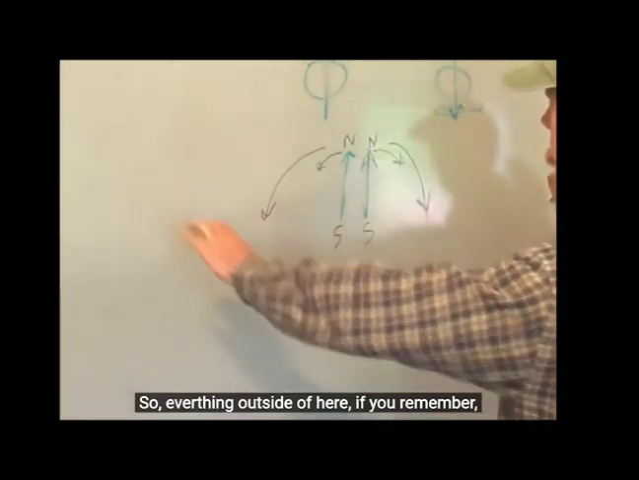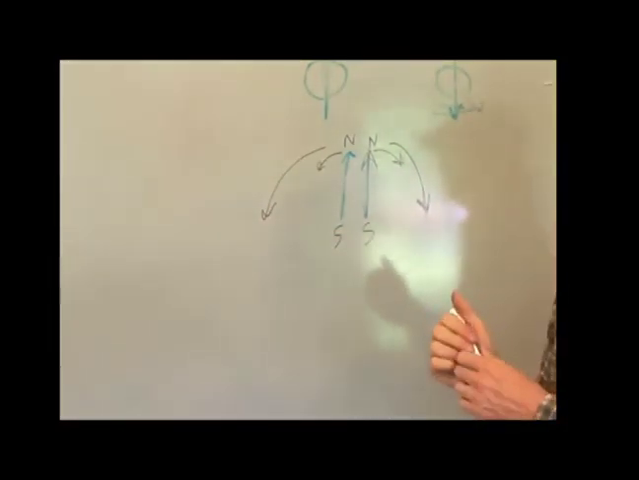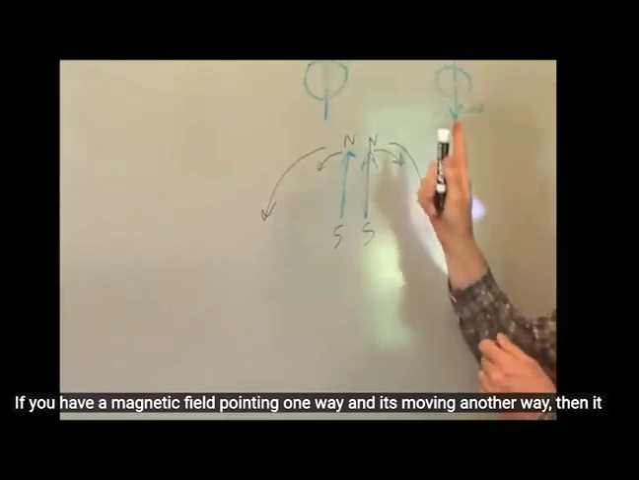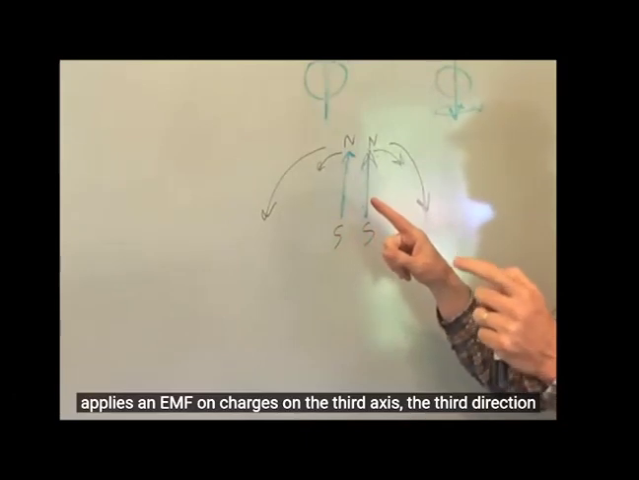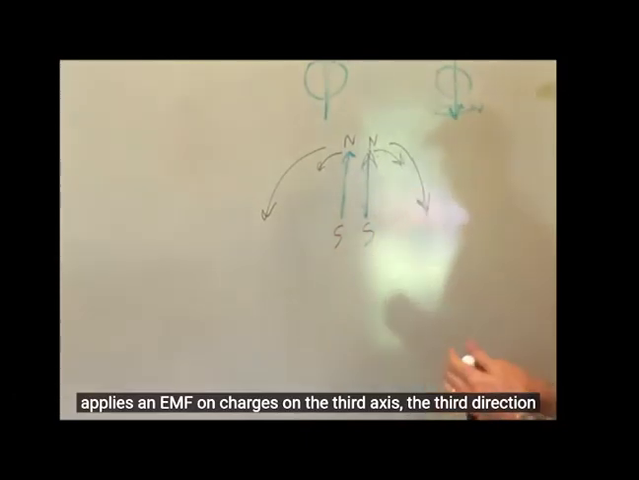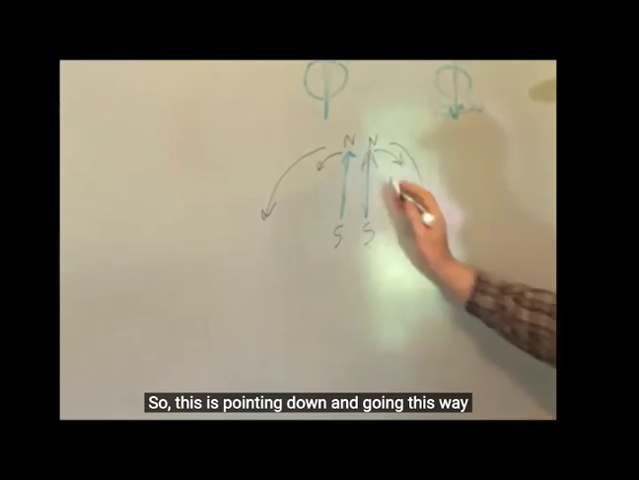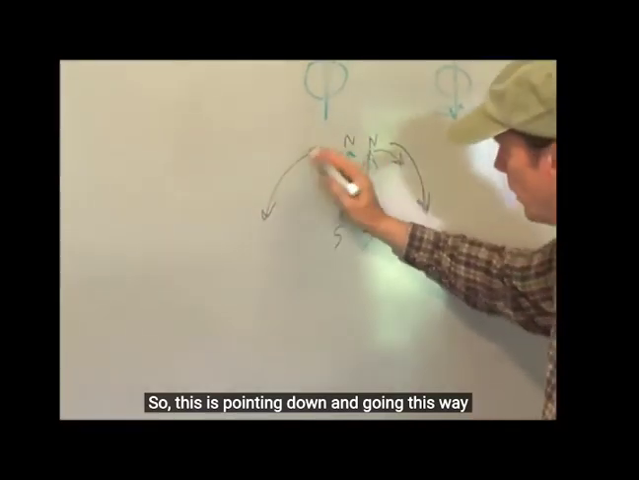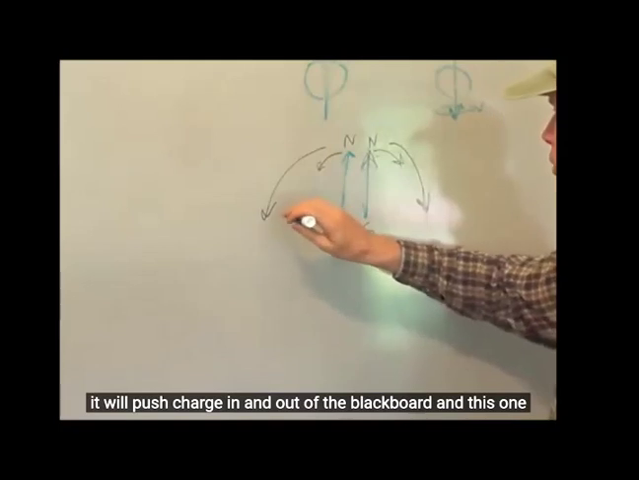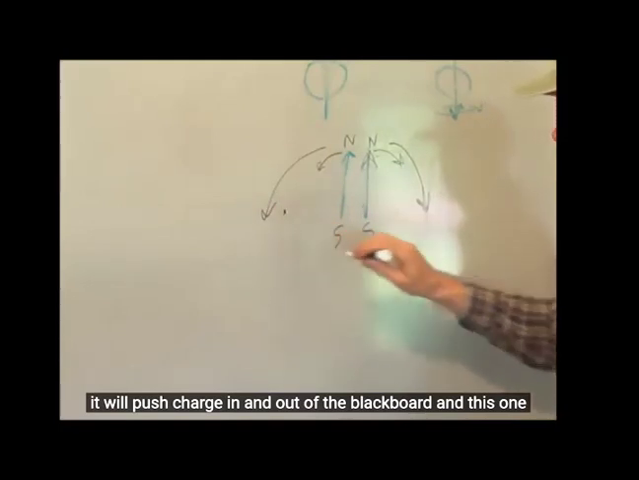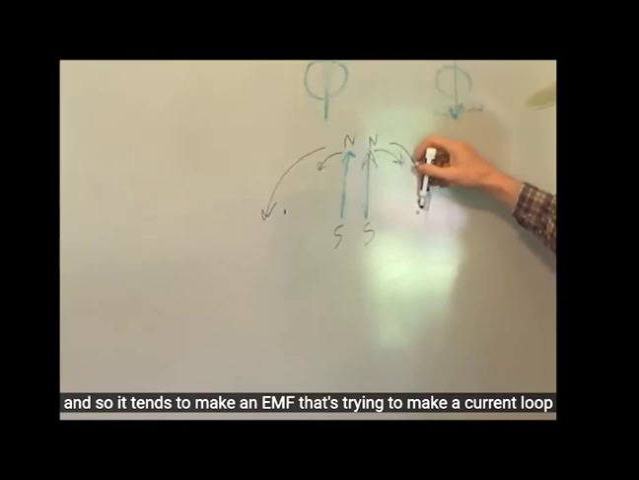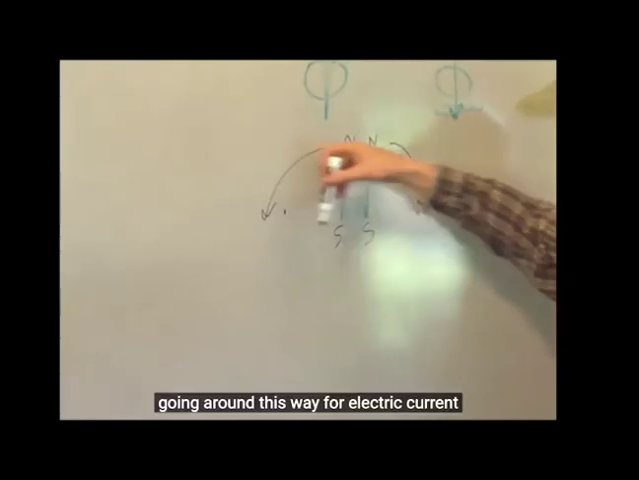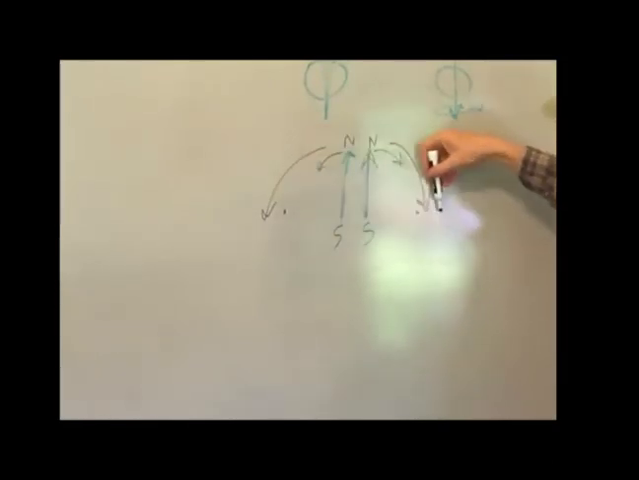So everything outside of here, if you remember, if you have a magnetic field pointing one way and it's moving another way, then it applies an EMF on charges in the third direction. So this is pointing down and going this way. It'll push charge in and out of the blackboard, and this one will push charge in and out of the blackboard the other way. And so it tends to make an EMF that's trying to make a current loop going around this way for electric current.